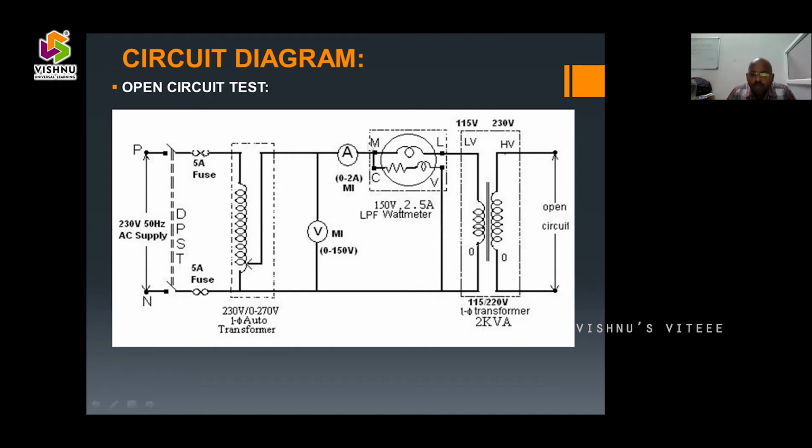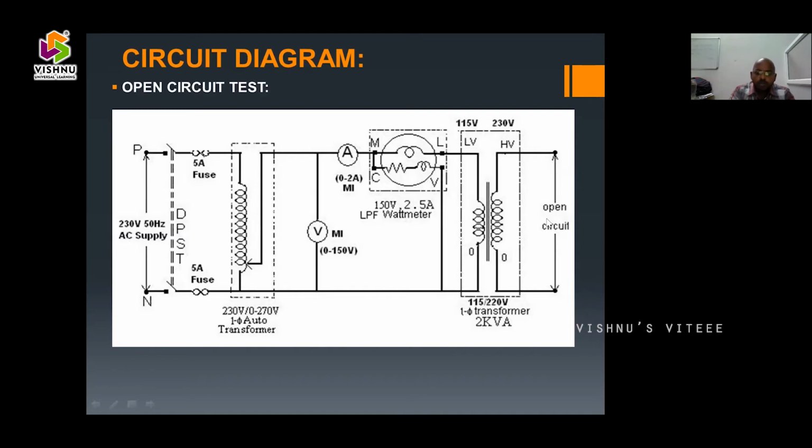Between M and L is the current coil, and between C and V is the voltage coil. The current coil of the wattmeter is connected in series with the power supply, and the voltage coil of the wattmeter is connected in parallel with the power supply. The LV side is connected to the power supply, and the HV side is maintained open circuit. Now the connections part of the transformer is over.